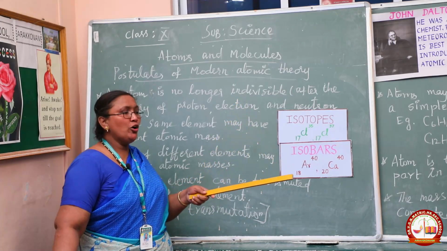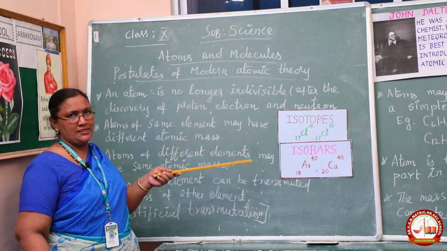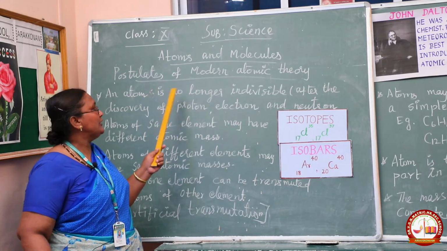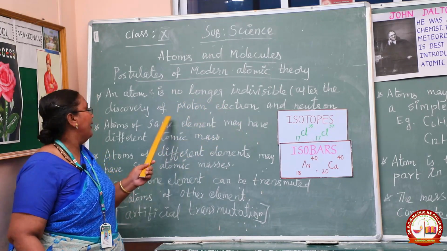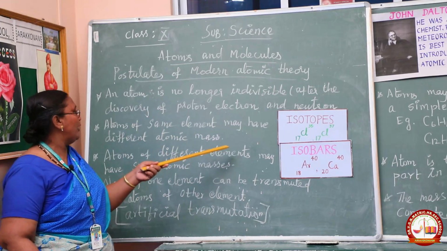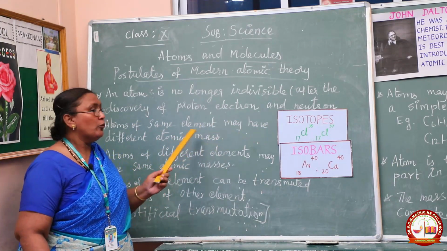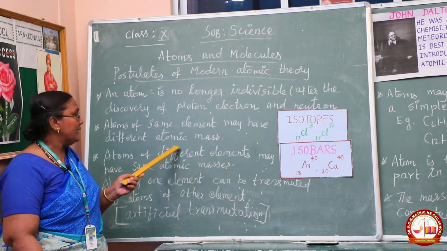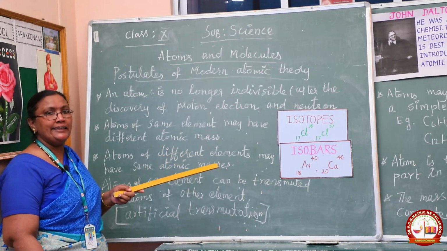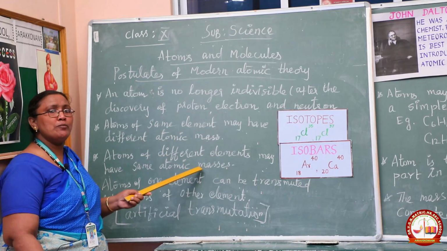Now I am going to recall those points. How many points are there? 7 points. What is the first point? The atom is no longer indivisible after the discovery of proton, electron and neutron. The second point: atoms of the same element may have different atomic mass, for example isotopes. The third point: atoms of different elements may have the same atomic mass. This is a key point to remember easily: same element, different atomic mass; different element, same atomic mass.